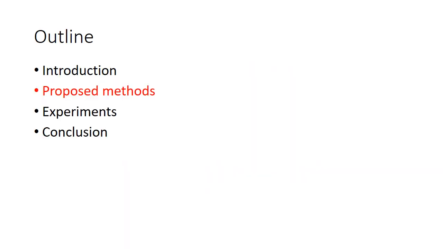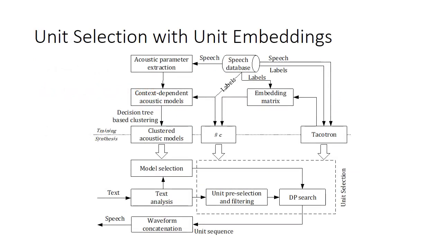Then, we talk about our proposed methods. The flowchart shows the unit selection method with the unit embedding extracted by Tacotron. First, we use a pair of speech and labels to train Tacotron. Then, given labels for Tacotron, each candidate unit in the corpus is represented by a unit embedding.